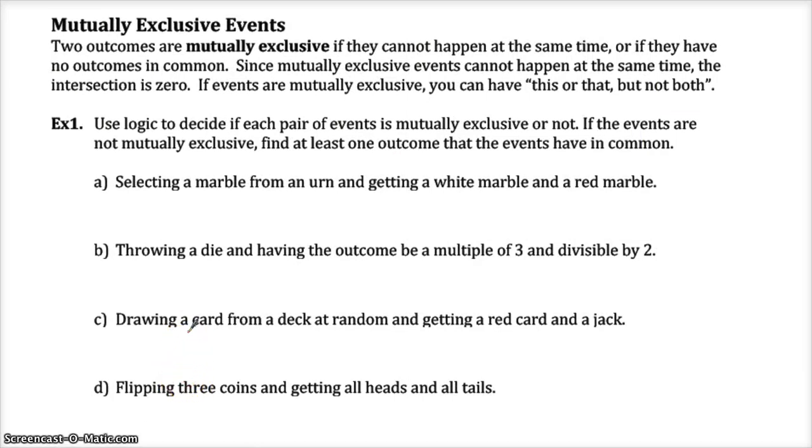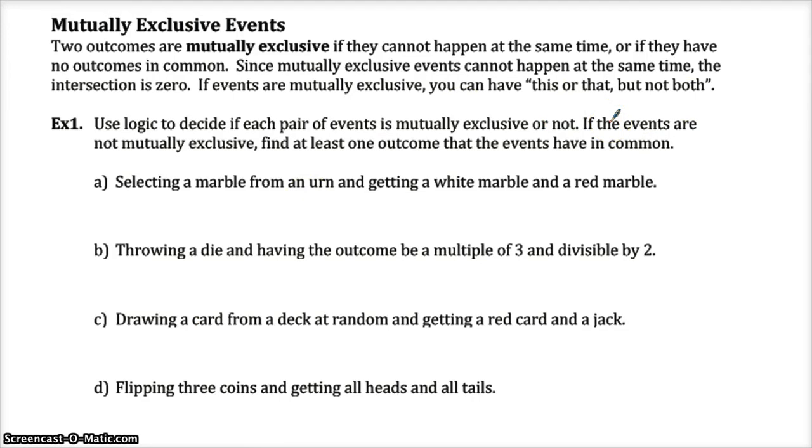Mutually exclusive is when you've got two events that cannot both happen at the same time. So they have no outcomes in common, like being even or being odd, or being a red card and being a black card, or being a freshman and being a sophomore. You can't be both those things at the same time. So you can have one or the other, but not both. If it's those type of events, we call that mutually exclusive.